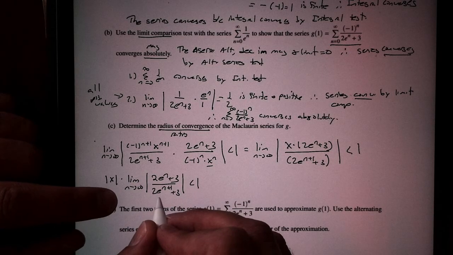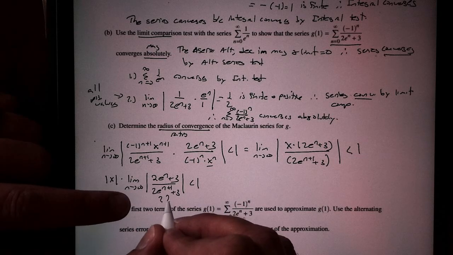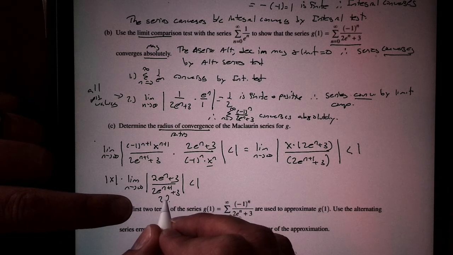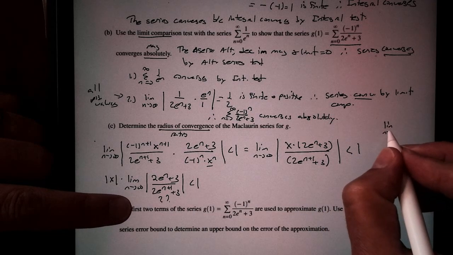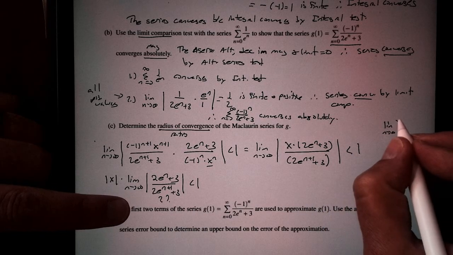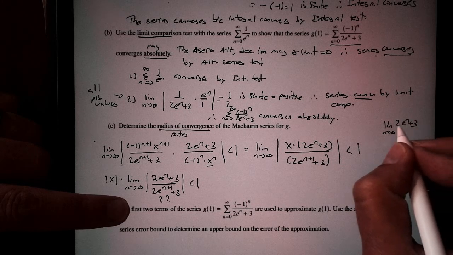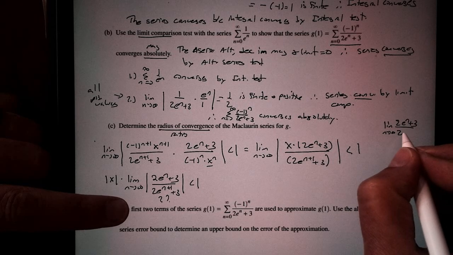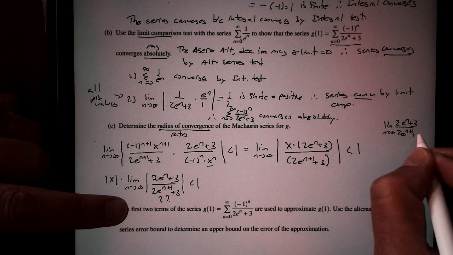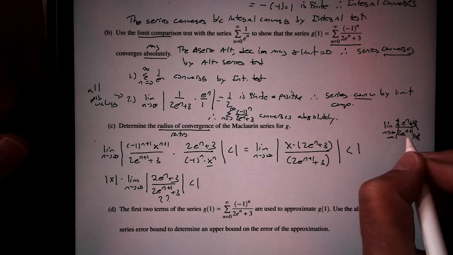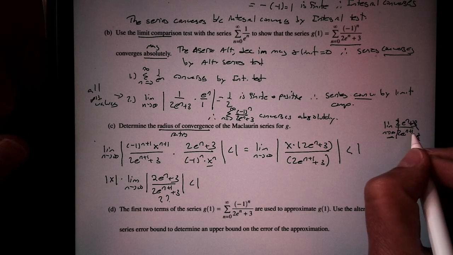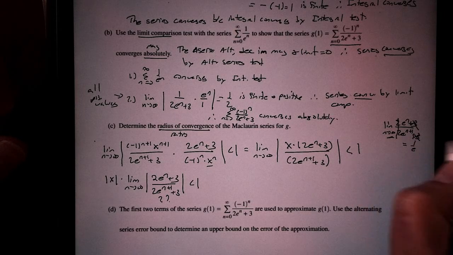And I want to find out what this is. I don't know what that is. So I'm going to do that over here real quick. So we get the limit as n goes to infinity, 2 e to the n plus 3 over 2 e to the n plus 1 plus 3. Now as we go to infinity, this 3 doesn't matter. Too small. And neither do the 2's. So what I'm really left with is e to the n over e to the n plus 1. And that just becomes 1 over e.